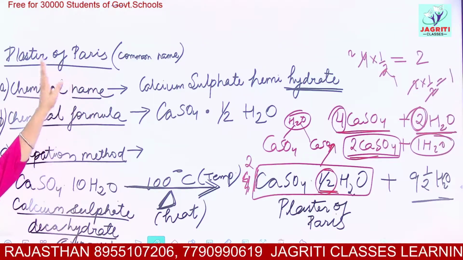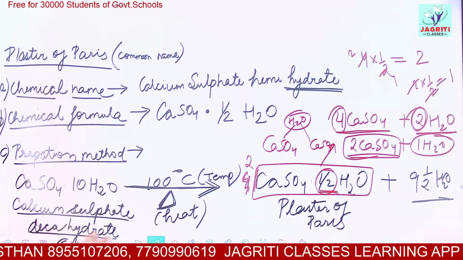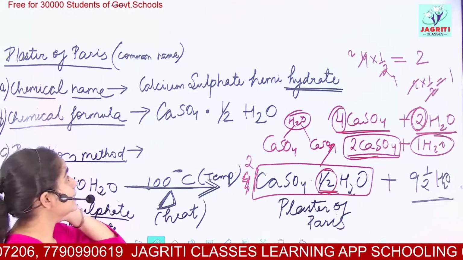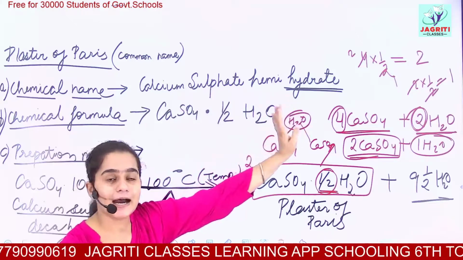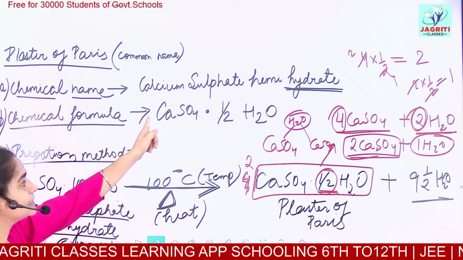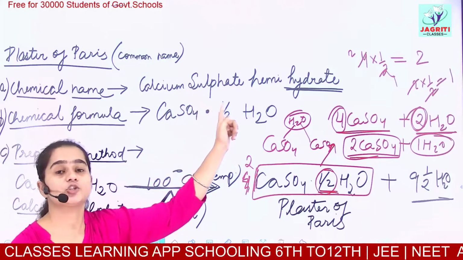The common name is as given, plaster of Paris. Then we have its chemical name. Chemical name is calcium sulfate hemihydrate. Then we have its chemical formula. Chemical formula is CaSO4 dot half H2O.